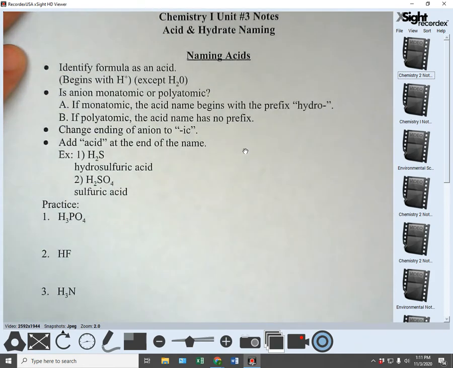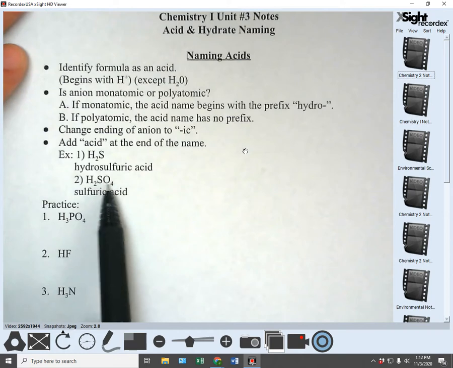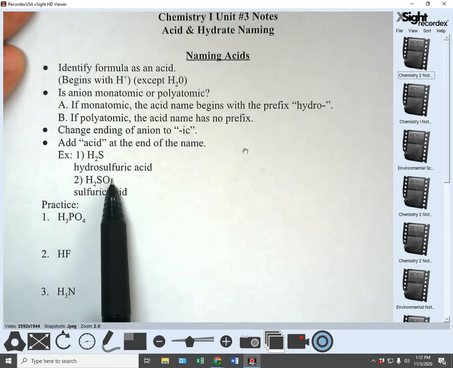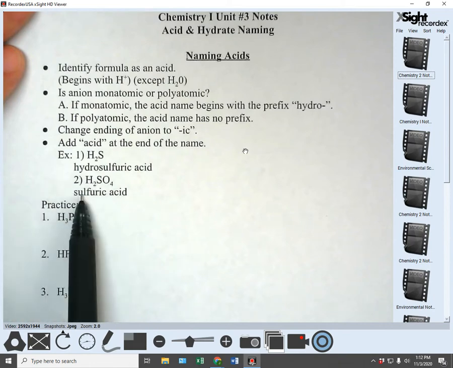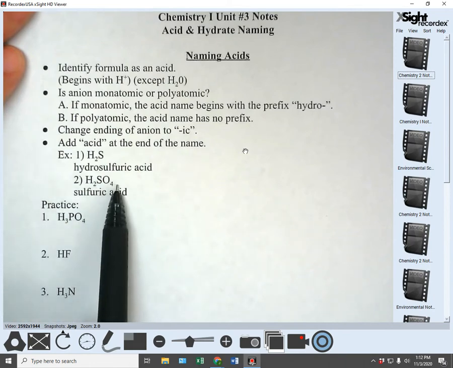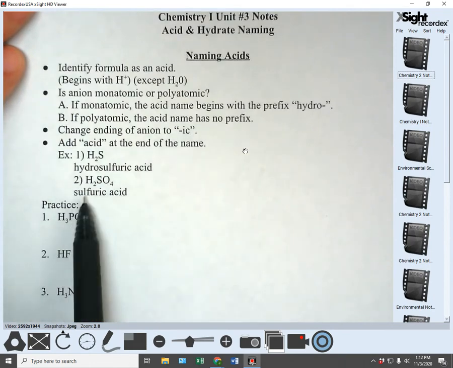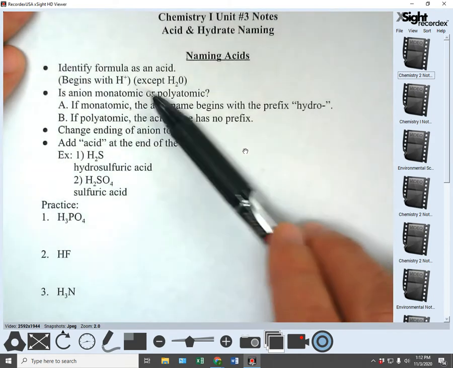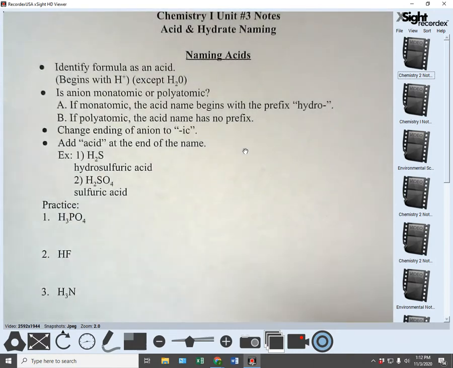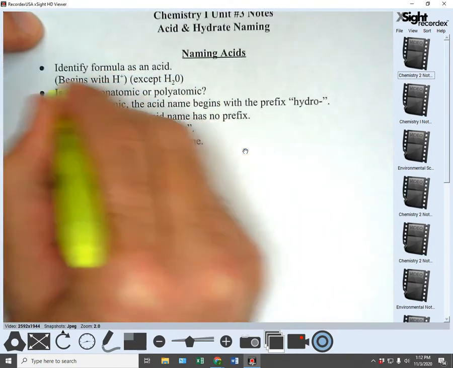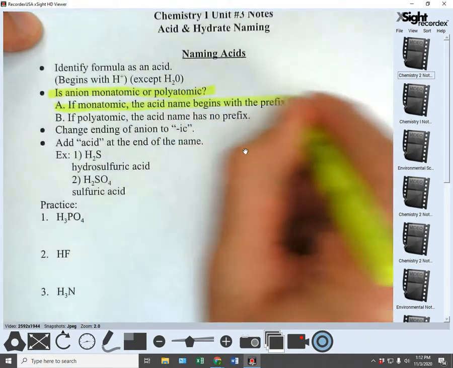All right, let's look at the polyatomic one. This is polyatomic, so you don't put a prefix on it. It's sulfur, then you change the ending to "ic." So it's sulfuric, and then you add acid. The only thing that's different between the two namings is this step right here. Everything else is the same.